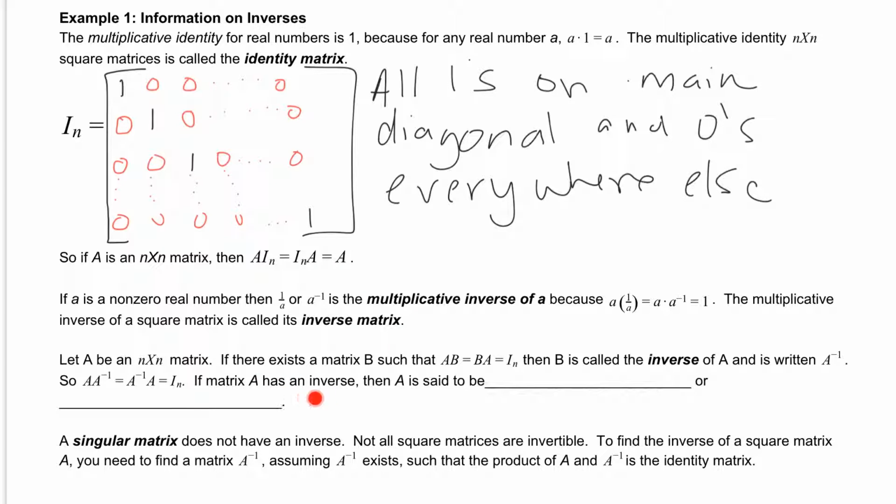If matrix A has an inverse, then A is said to be invertible, or non-singular is another way we would say that. A singular matrix does not have an inverse. So if it's non-singular, it has an inverse. If it's singular, it does not have an inverse. Not all square matrices are invertible. To find the inverse of a square matrix A, you need to find a matrix A inverse, assuming it exists, such that the product of A and A inverse is the identity matrix.